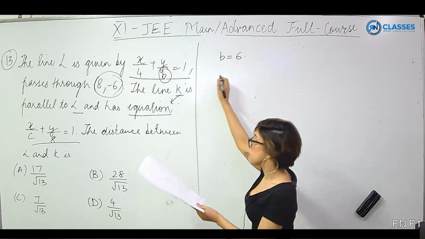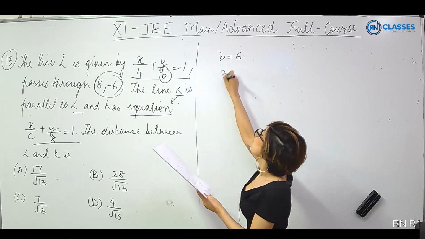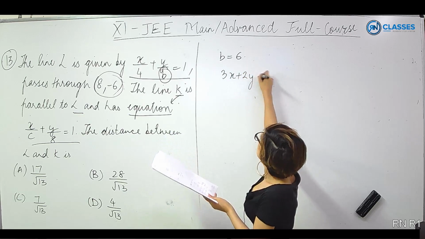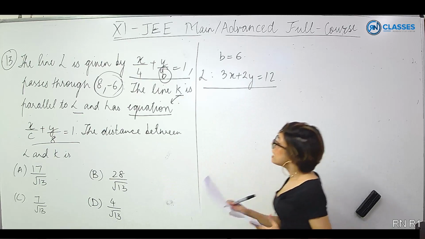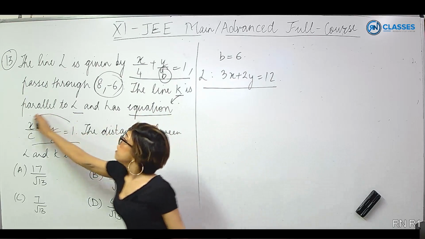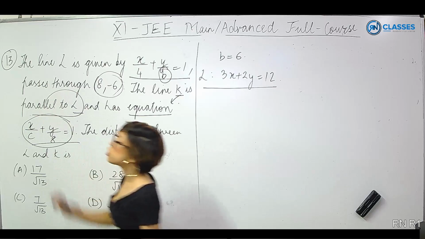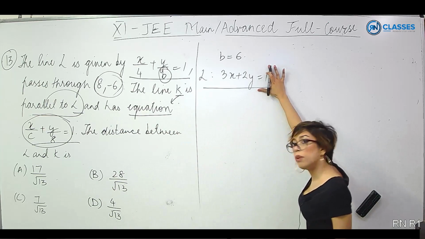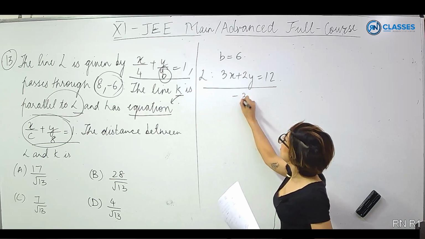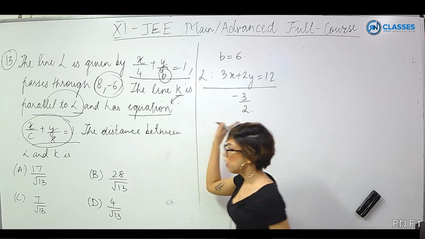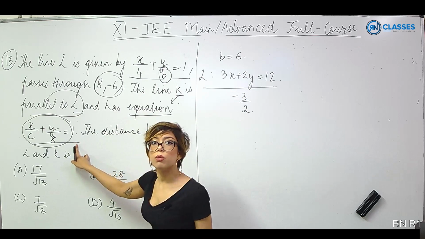So my equation is basically, if I rectify it, 3x + 2y = 12. This is line L. Right? Then he says line K, as in this one, is parallel to L. So that means whatever the slope over here, that is the slope of this line. Here, the slope is -3/2. That means this one, the slope should be -3/2.